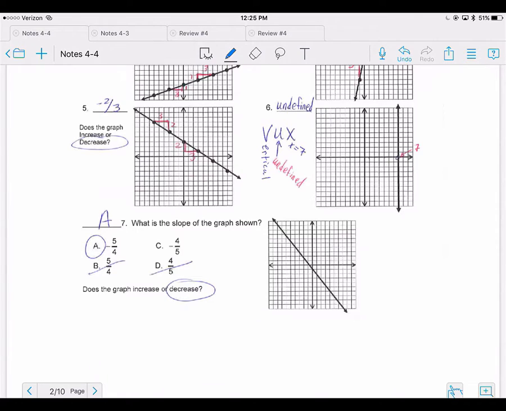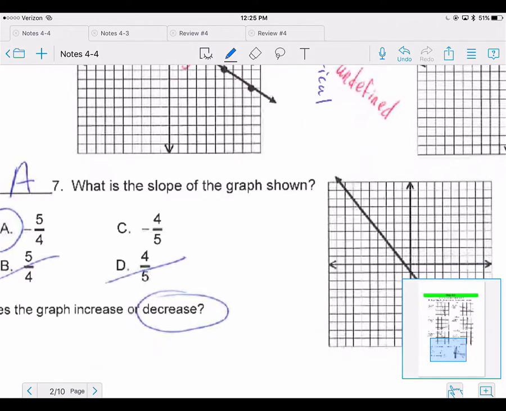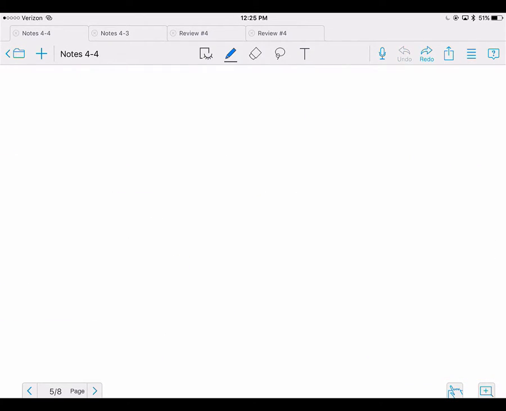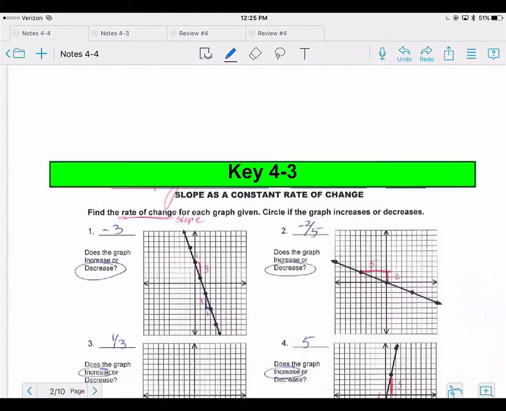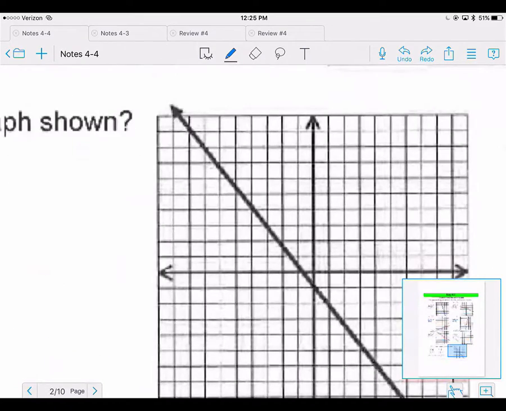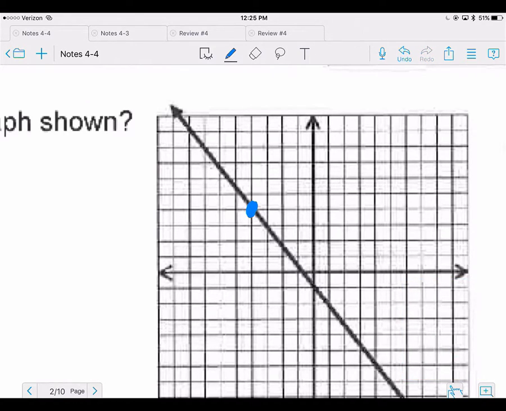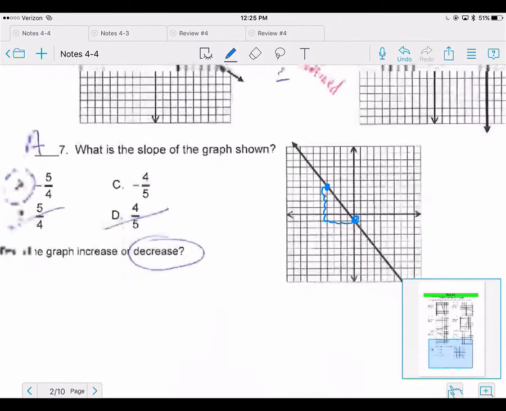Problem 7 is decreasing, so we can immediately mark out B and D. And then if you picked C, you didn't do what we talked about yesterday in class. For this one, remember we talked about pick a point and see if I go down 1, 2, 3, 4 over 1, 2, 3, 4, 5, my line is not out here. So instead, if I go down 1, 2, 3, 4, 5 over 1, 2, 3, 4, my line is there. So that's why it's -5 over 4 and not C.